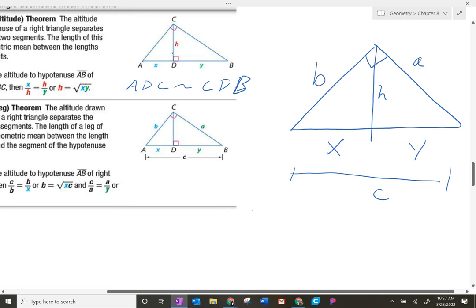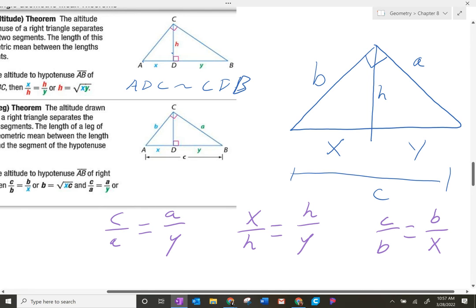The three formulas you can write down: you can have X over H equals H over Y. The other formula is going to be C, the entire length of C, over B equals B over X. Or the last one would be C over A equals A over Y. Those are the three separate rules that we're going to have.